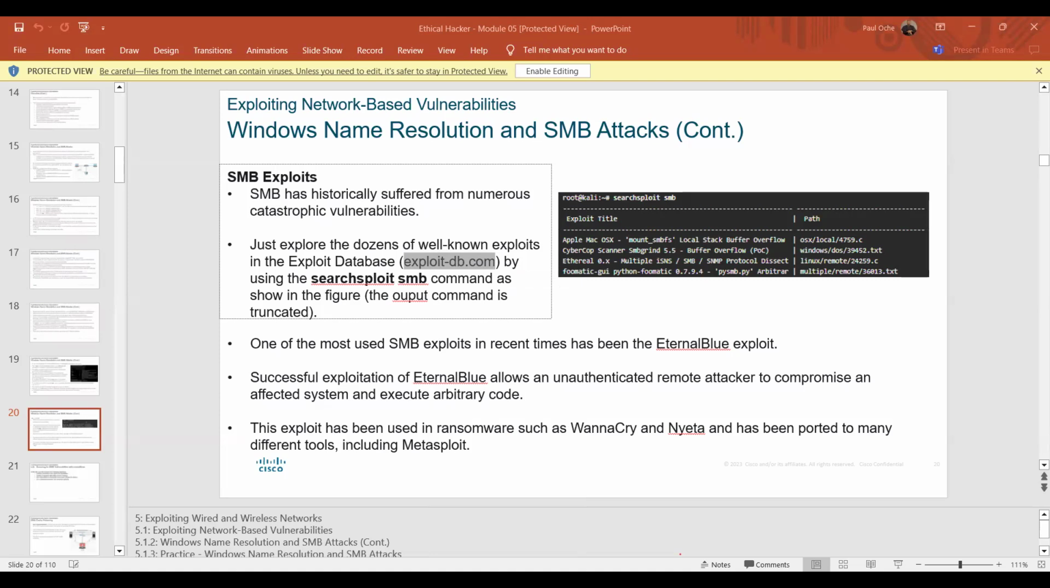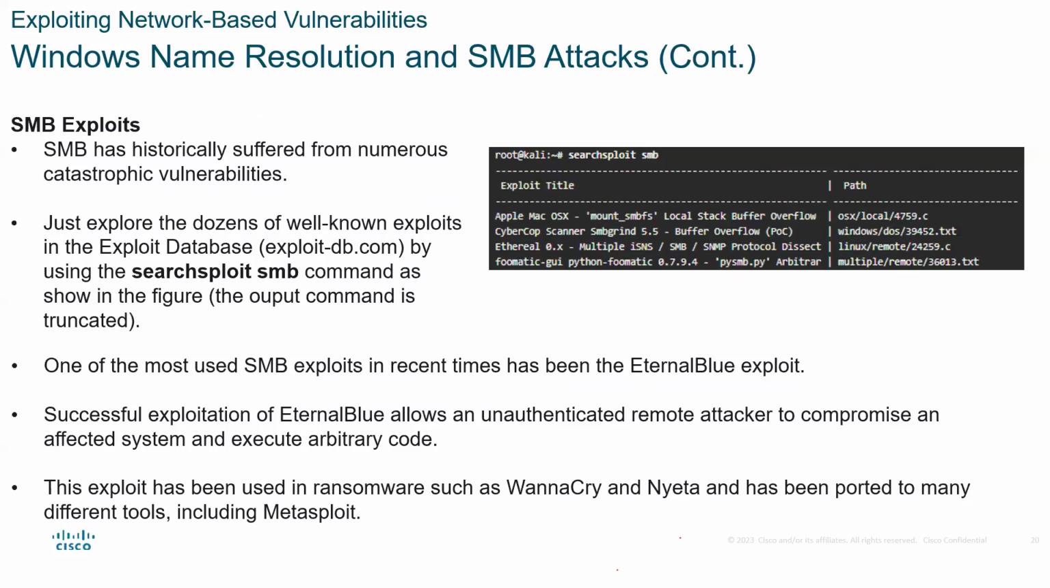Exploit-db.com gives you a database of all potential exploits that have actually occurred. So you can use the searchsploit SMB command as shown here. This is in our Kali. When we search this, it gives details of the exploit. These are the titles, and all of these are attacks. These attacks happen on localhost. This is Windows, this is Linux, this is multiple remote devices.